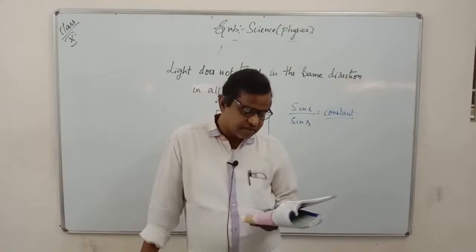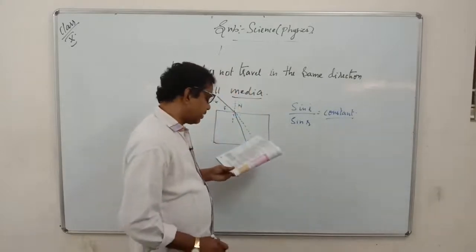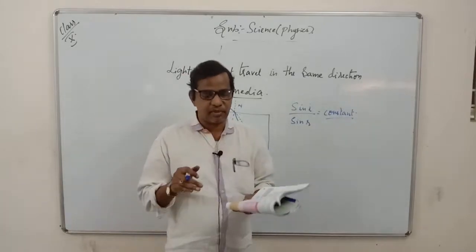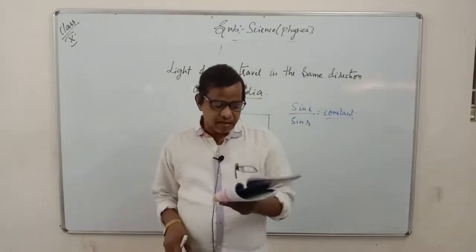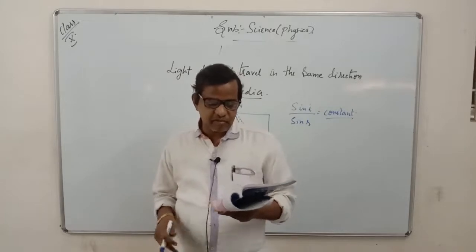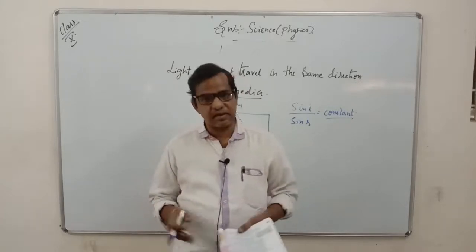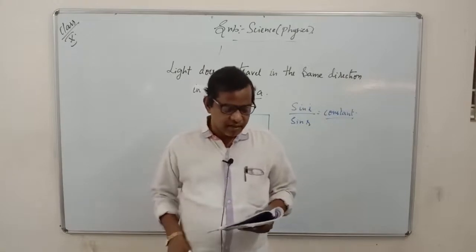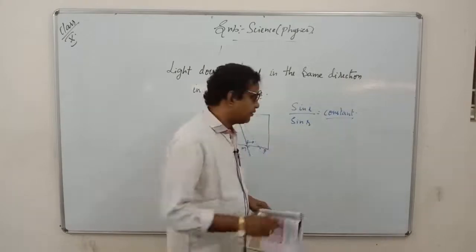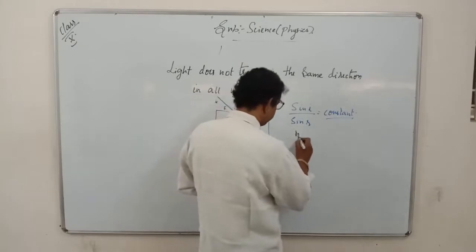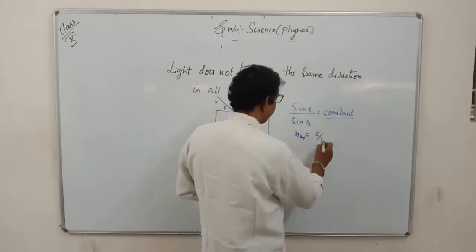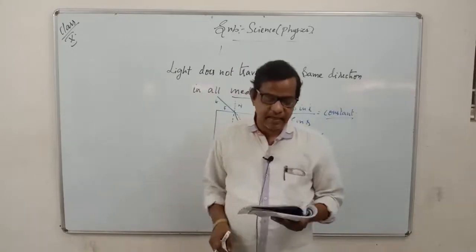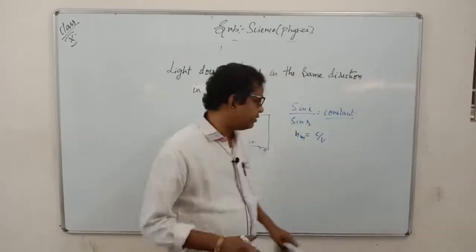So the first one is n21 equals v1 by v2, that I told you already, the change of direction of light from one medium to another medium. Then n12 equals v1 by v2. Then n_m equals c by v. This is important here. So what is c by v? It is nothing but the speed of light in air divided by the speed of light in the medium.